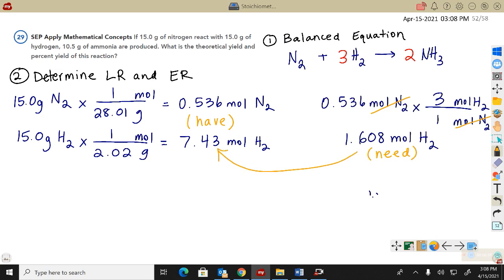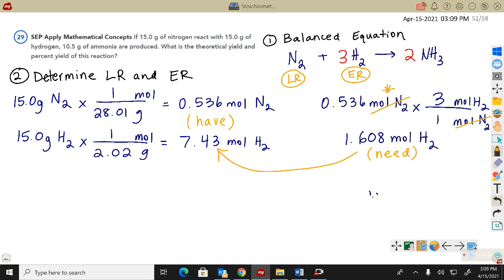And now do you see why this one was kind of obvious? Good night, I have like 7 moles of hydrogen. I need 1.6. I have way extra hydrogen. By far, hydrogen is the excess reactant. So by process of elimination, I know that the nitrogen must have been limiting. And over here, I picked moles of nitrogen, but you could have picked either. Pick one reactant and switch it to the other. That'll tell you the amount that you need, and you compare it to what you have.